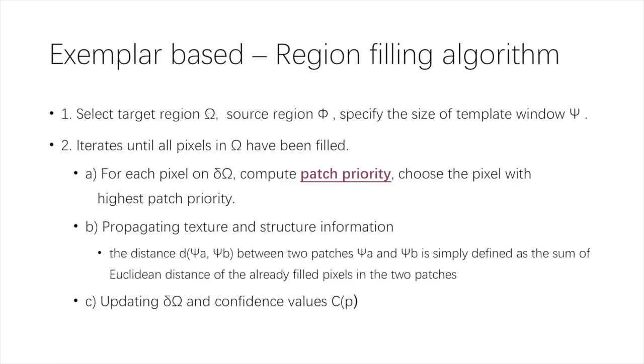After choosing the pixel with the highest patch priority, we propagate the texture and structure information. That is, we will find a patch in the source region which has the smallest distance from the selected patch, and copy this patch to the selected patch. The distance between 2 patches is simply defined as the sum of squared differences of already filled pixels in the 2 patches. This distance is computed pixel by pixel. Finally, we will update the contour and the confidence value.